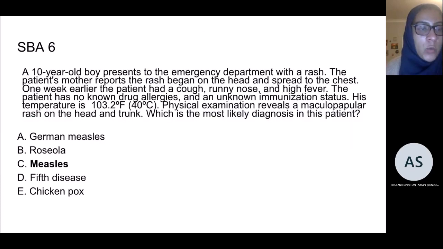So just to go back to this question, it's measles because of the way that the rash presents, from the head going downwards, with a fever happening concurrently. German measles, aka rubella, tends to present as a milder form of measles, and you tend to get lymphadenopathy earlier on. Roseola, you tend to get a very high fever and then a rash starting. And then fifth disease, also known as erythema infectiosum, is your slapped-cheek rash. And then chickenpox is chickenpox.